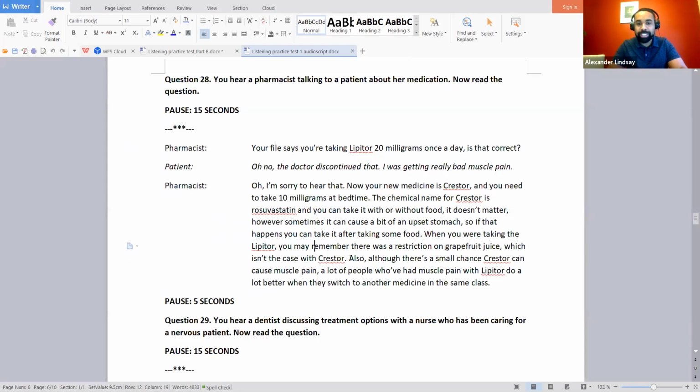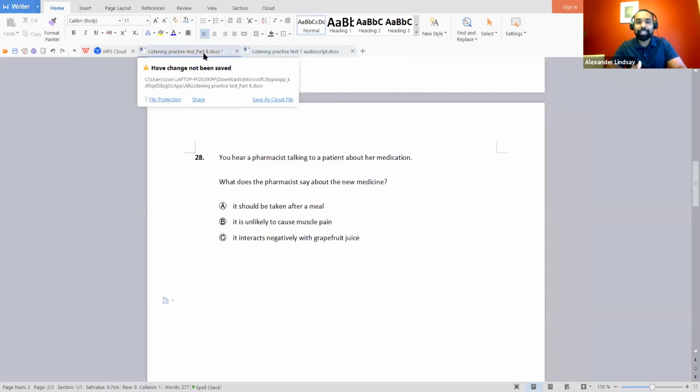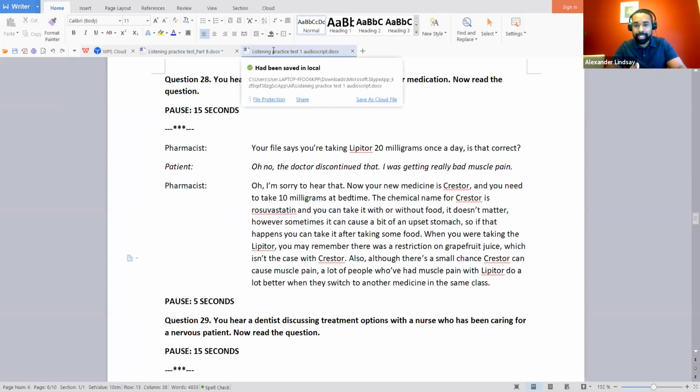Okay, and so what we see here is, although there's a small chance Crestor can cause muscle pain, Crestor being the new medicine, a lot of people who've had muscle pain with Lipitor, which was the old medicine, do a lot better when they switch to another medicine in the same class. And switching to another medicine in the same class is obviously the Crestor. And the small chance in this case is paraphrasing the fact that it's unlikely to cause muscle pain. So I think that's probably what's got some of you choosing C, is that you've not quite picked up the distinction between the new medicine and the old medicine, which essentially is the distractor in this case.